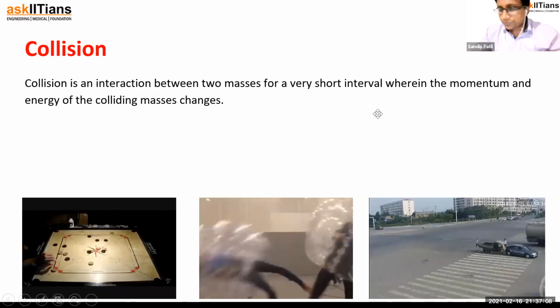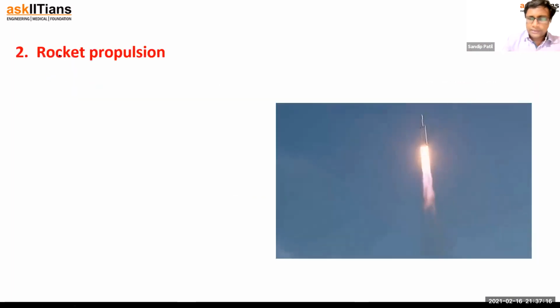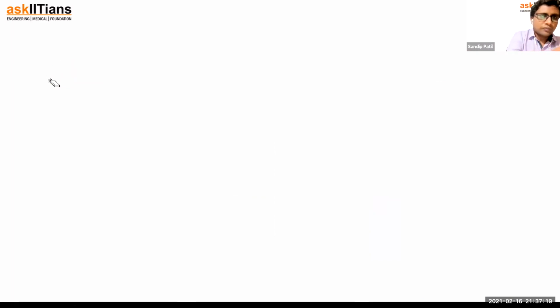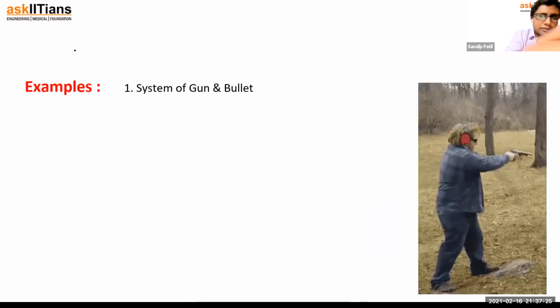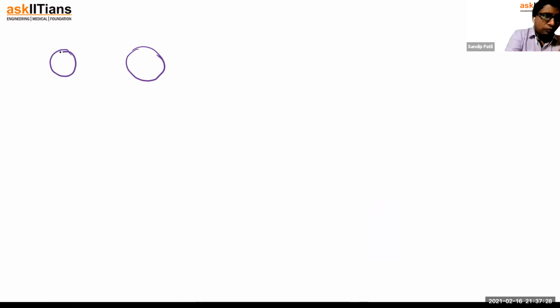So now let's write some equations of the collisions. Consider there are two objects. Let's draw some spherical objects here. This object has mass m1. This object has mass m2. Let's say both are moving in the same direction. m1 is moving with velocity u1. m2 is moving with velocity u2.